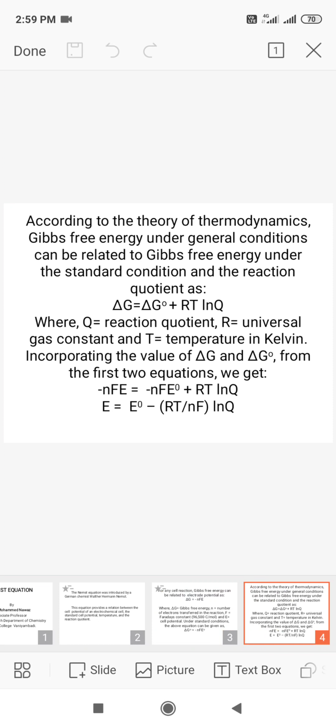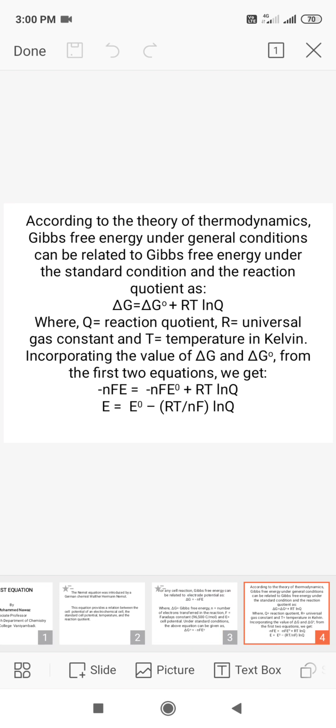According to thermodynamics, Gibbs free energy is related to the reaction quotient, that is Q. Actually, it represents the concentration of an electrolyte with which an electrode is in contact. The equation is delta G equal to delta G naught plus RT ln Q, where Q is the reaction quotient, R is the universal gas constant, and T is the temperature in Kelvin.